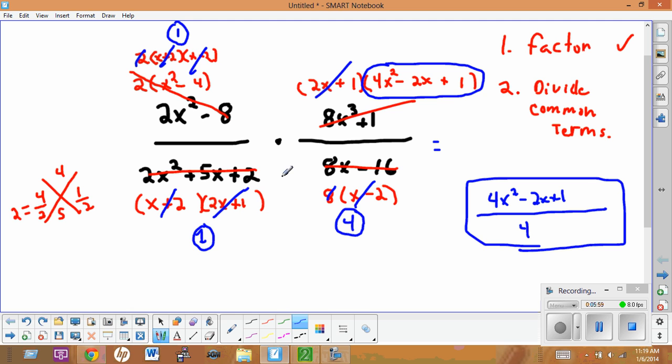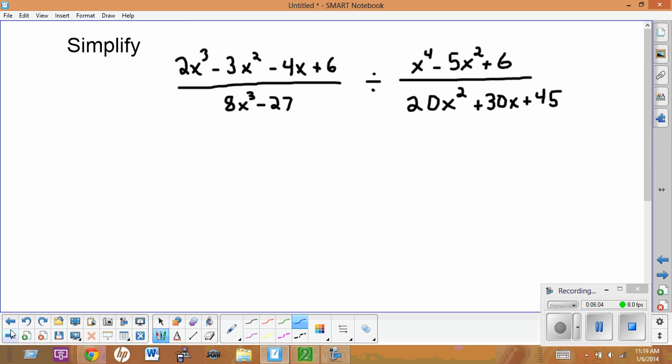Okay, again, factoring is the key to this. Now our next example, we're going to bring two things in. So here it is. Go ahead and write it down. We have 2x cubed minus 3x squared minus 4x plus 6 all over 8x cubed minus 27 divided by x to the fourth minus 5x squared plus 6 over 20x squared plus 30x plus 45.